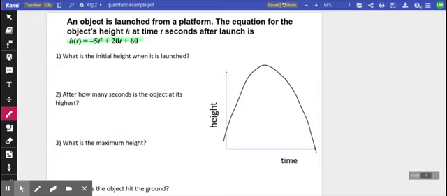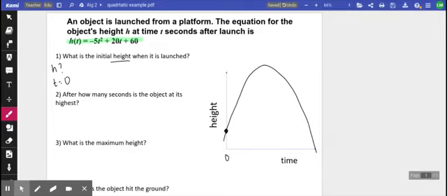Okay, first thing is, what is the initial height when this is launched? So I'm trying to find h when time is equal to 0, okay? If you're trying to find height, you're going to have to plug in a time, and if you're trying to find time, you're going to have to plug in a height. Well, my initial height is when time equals 0. So I'm just going to plug in 0.